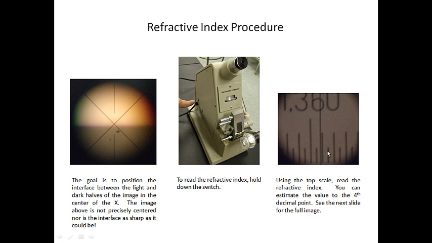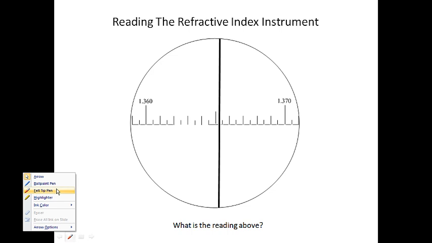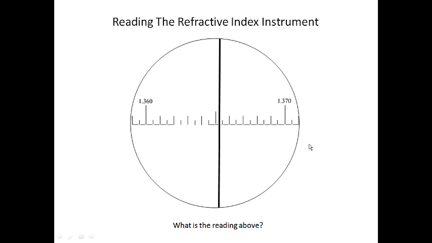Since I couldn't get a good picture of this, here's what you would typically see. So what is the reading of the sample above to 4 decimal points? If you want to check yourself, take a minute, stop the tape, and see what you read, because you might have to do that in the pre-lab quiz. Okay, got it?